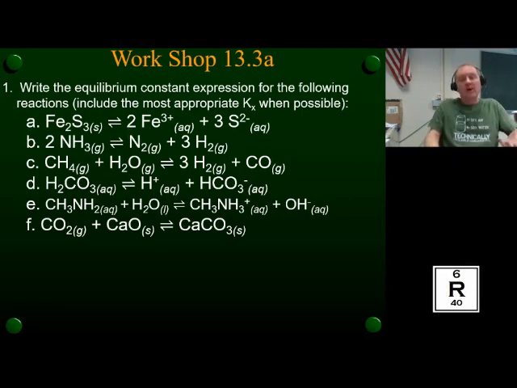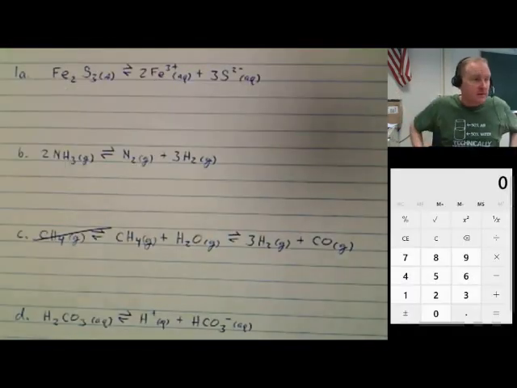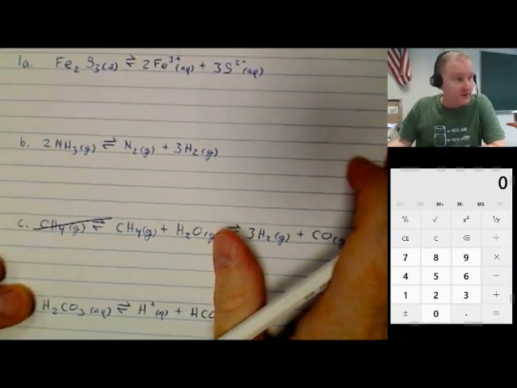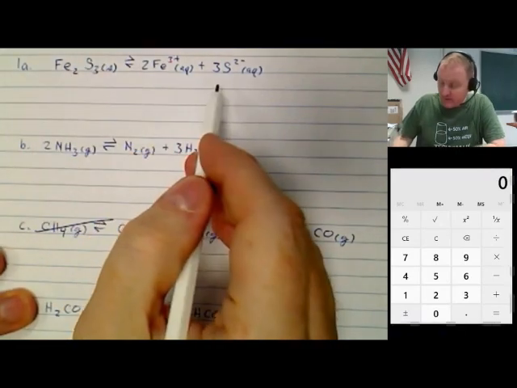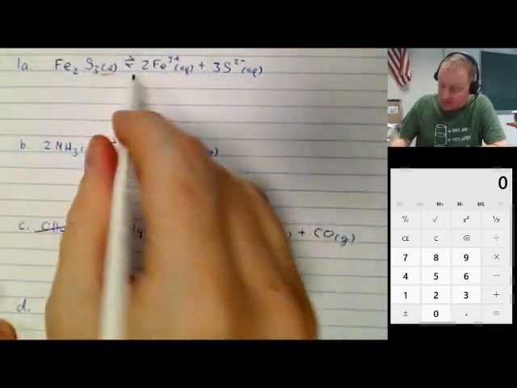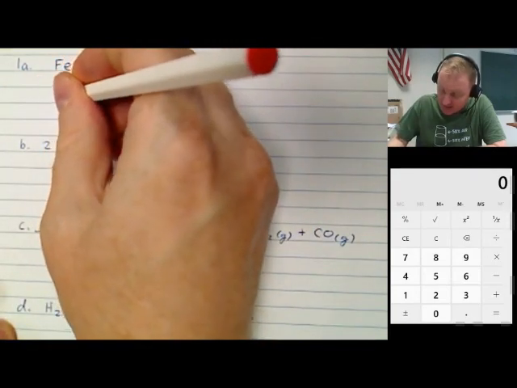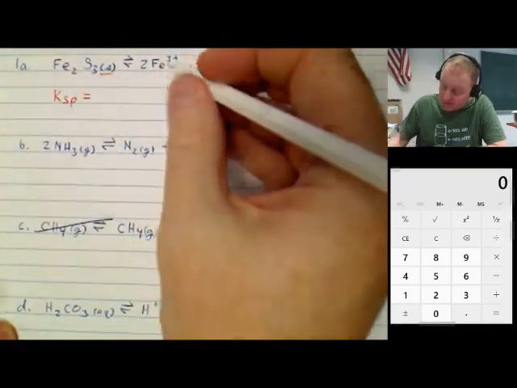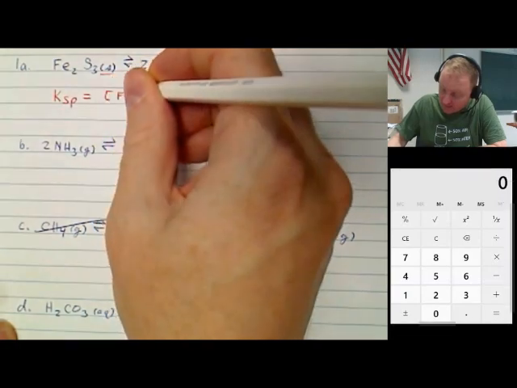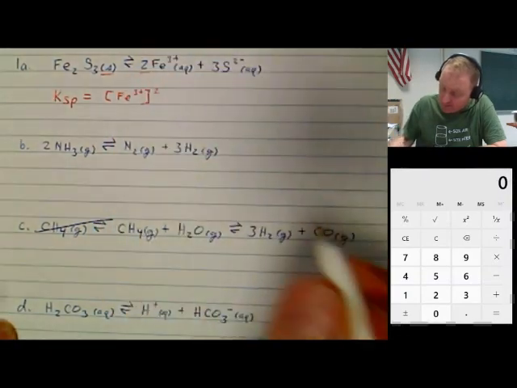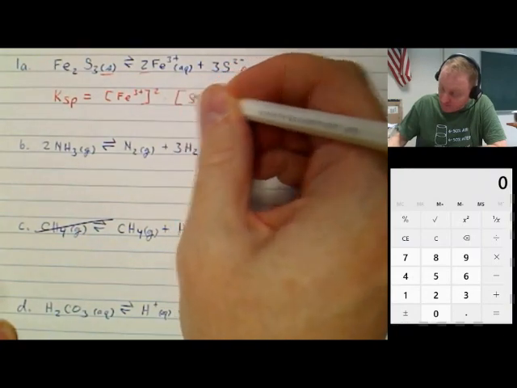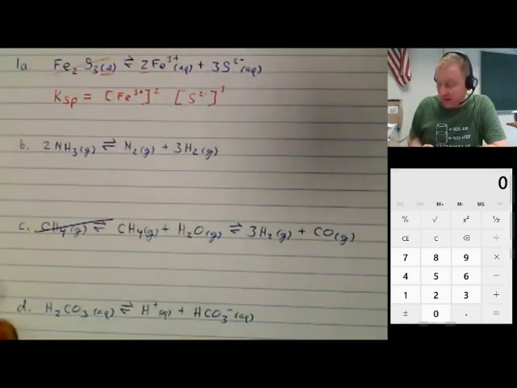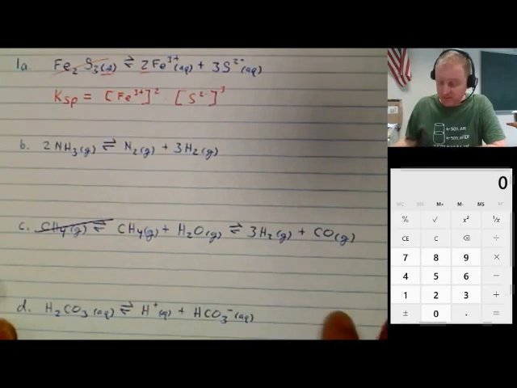I'm assuming you did it now and you want to know the answers. So let's go over those answers. So for the first one here, we would be using, so this is a solid dissociating. So this would be an example of a KSP. That would be a KSP because we have a solid and it's dissociating, and it's dissociating into iron squared times sulfur cubed. The denominator, it's a solid, there is no denominator here. So that's the KSP. So that would be the answer to A.